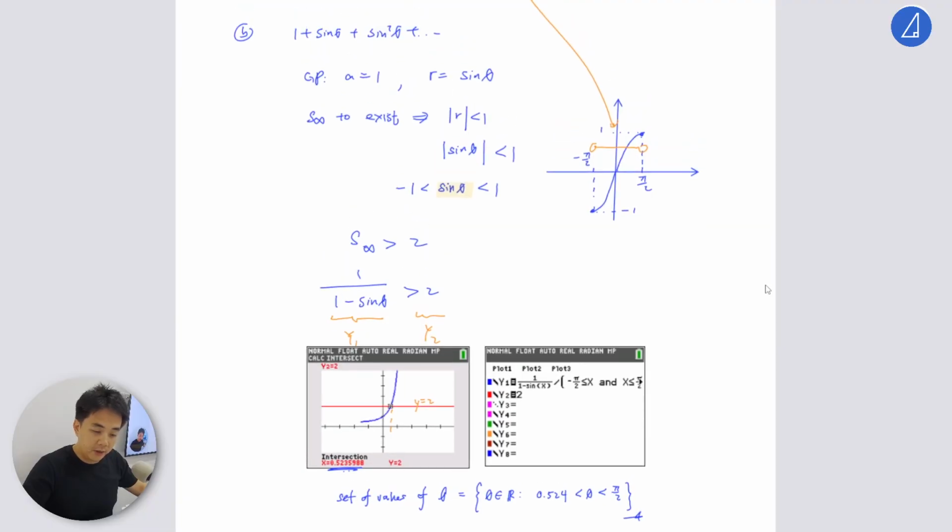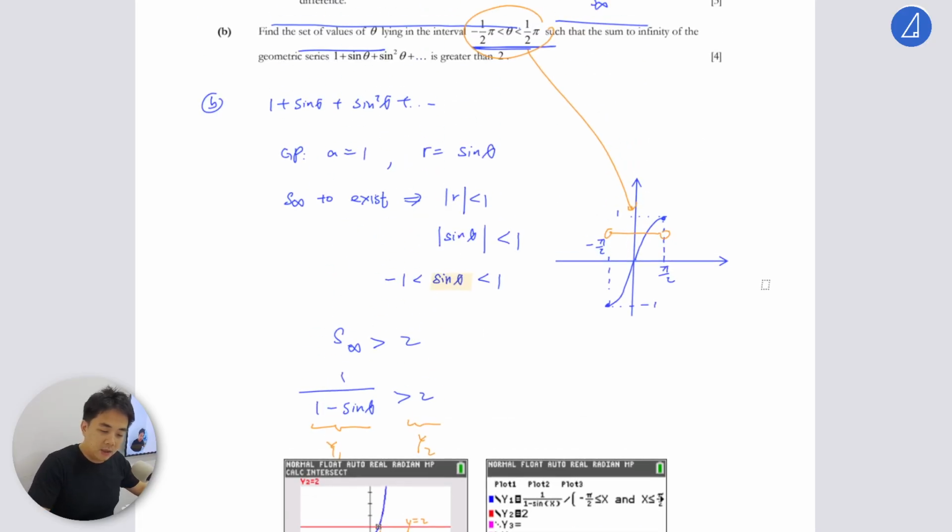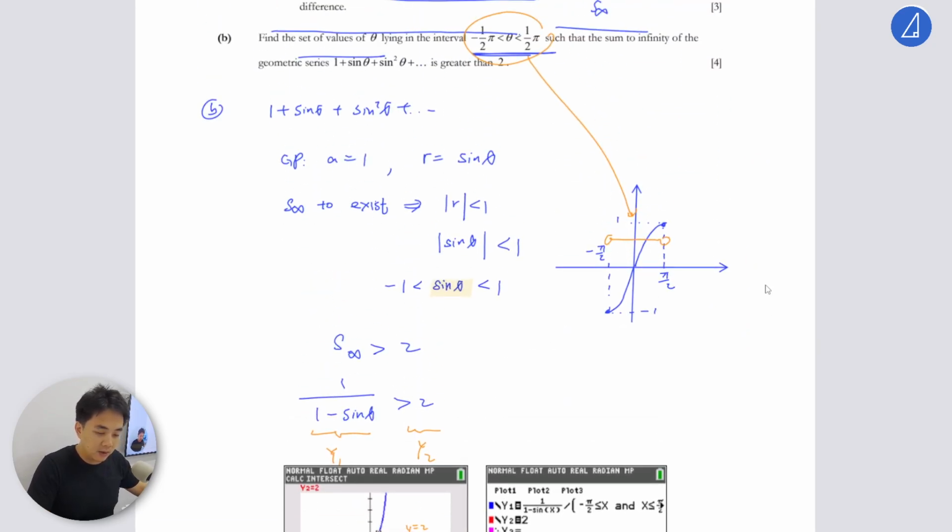Just from the GC is really enough. Yeah. So actually this region here will do. That's all, yeah. We don't need this working. So just now I was like, yeah, we don't need to show that the sum to infinity exists. We just need to show this inequality here. That's all.